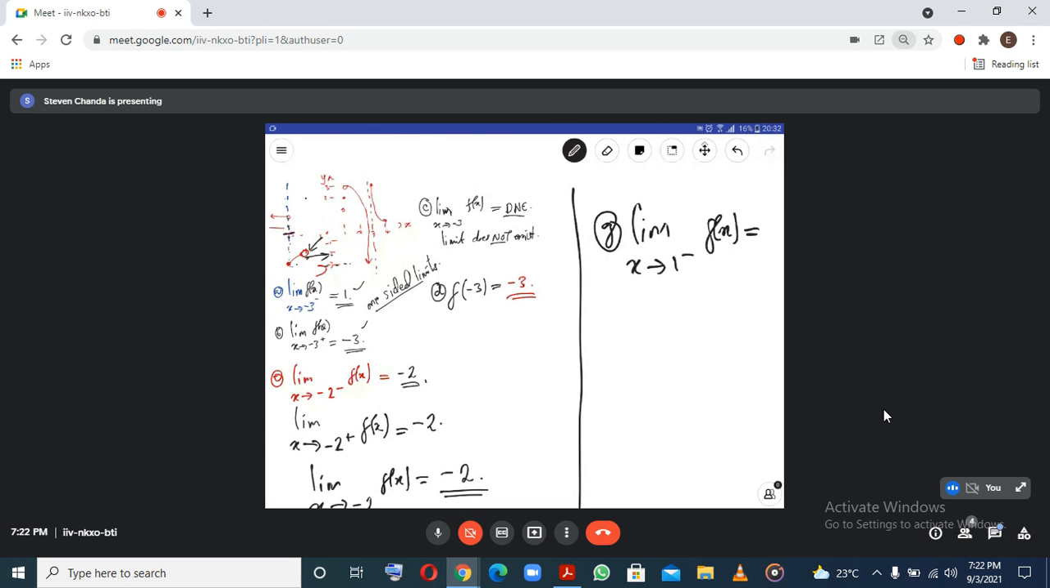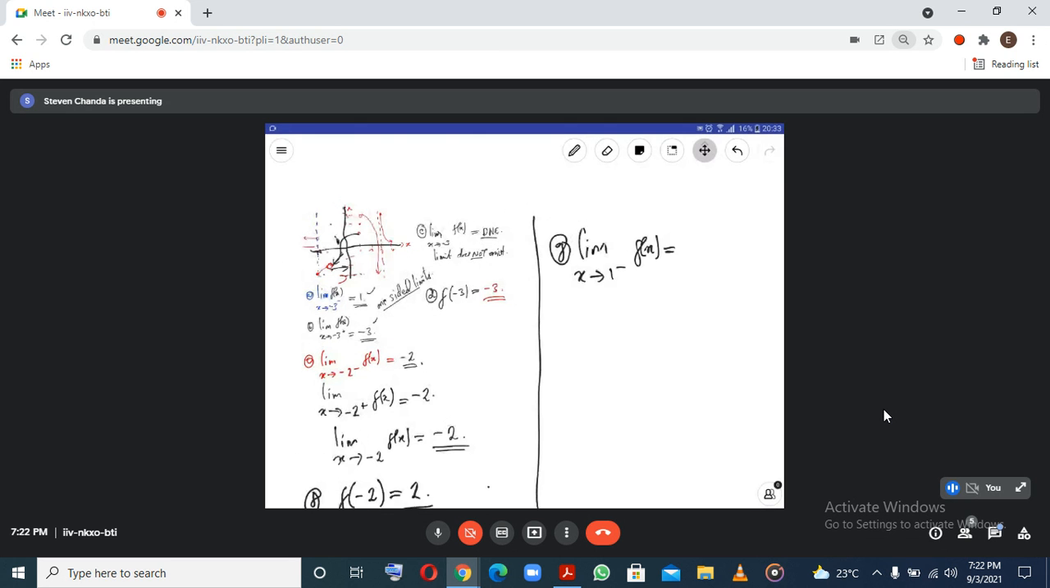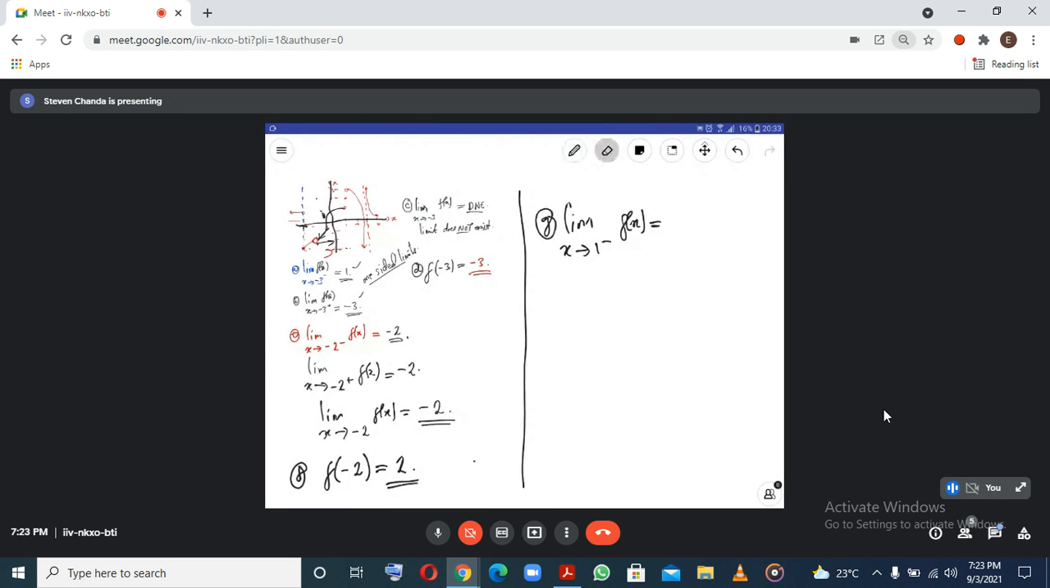Okay, I've deleted something there, but the graph was going like that, right? So coming from the left, going towards 1, what are we seeing? We are going towards a value of 1, because there is 1 at this point. So we are going to have 1, and that's our limit. So the limit of this function from the left going towards 1 is 1. Then the limit of this function when x approaches 1 from the right side is going to be what?